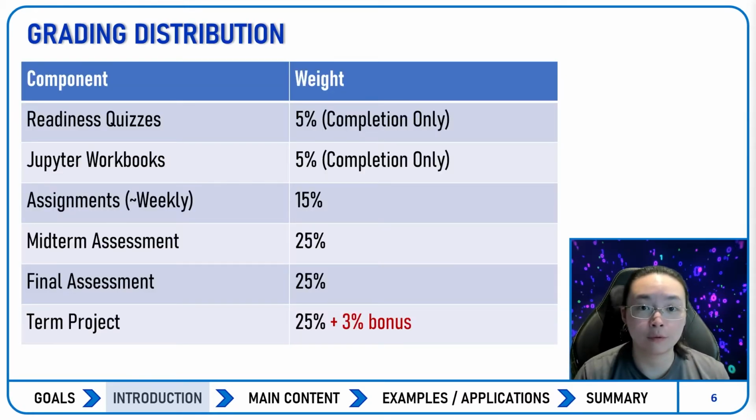Now on to the most important part of this course, the grading distribution. There are several components to this course, and the first thing you'll notice is that 10% is completion only. The reason I have it as so is because I want everybody to have a safe and easy environment to learn, but also reward everybody for the efforts you put into completing content throughout the week.